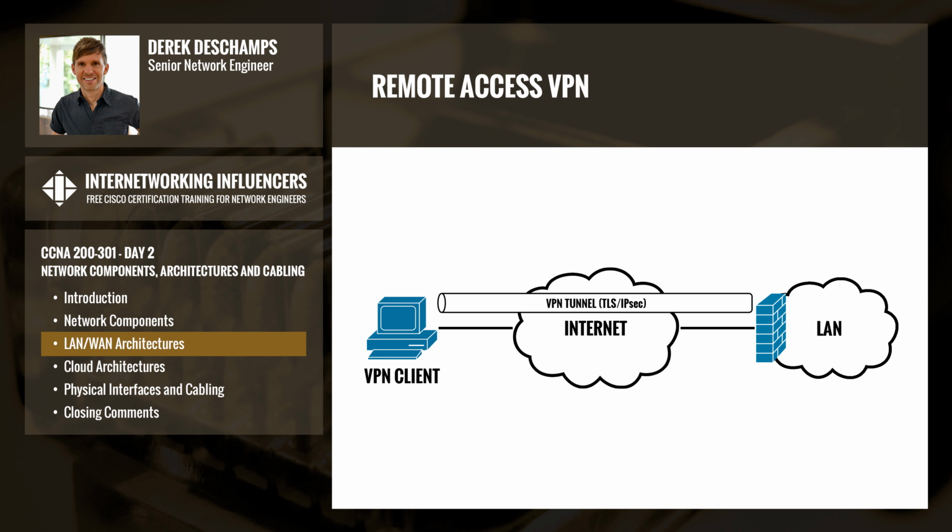A remote access VPN is another type of VPN that allows a single user to securely access a LAN from the internet. With a remote access VPN, a VPN client is installed on the user's system. The user can then use this client to create a secure tunnel between their system and a firewall or router at the edge of the LAN. In this case, the tunnel is typically created and secured using the TLS protocol or IPsec.